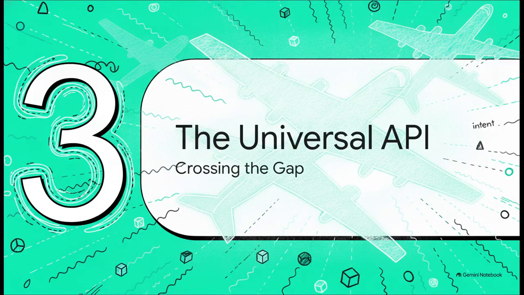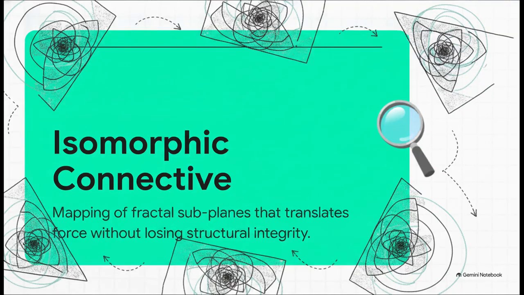Which brings us to part 3, the universal API. Okay, so we have a massive problem. If these planes are completely isolated and go straight through each other, how does an intent actually become a physical action? How is the universe a unified system instead of 7 separate realities?